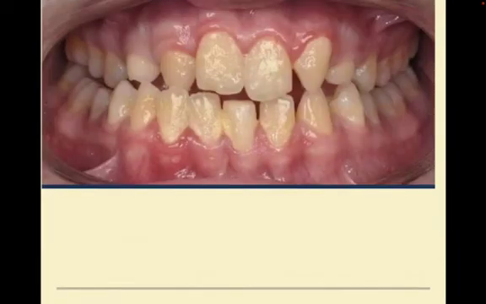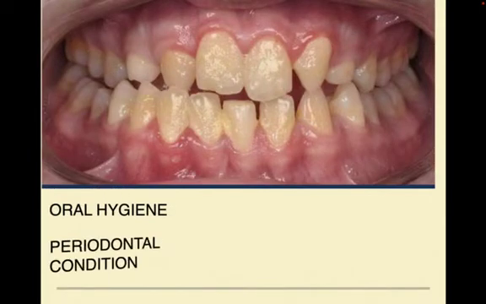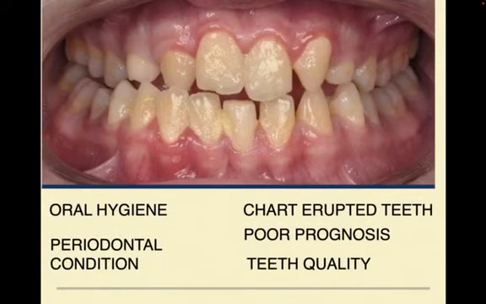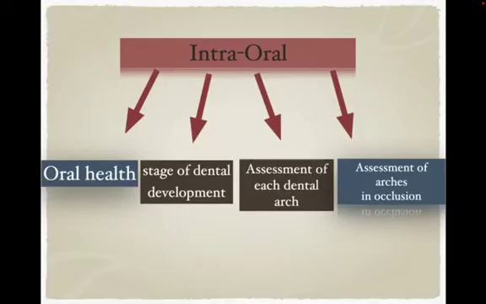If the patient has gingivitis and periodontitis, that should be noted. If the patient has any caries, that should be noted as well, as just regular and normal charting that I'm sure you are all familiar with. Don't forget to mention teeth with poor prognosis and the quality of the teeth presented. Then we mention stage of dental development.